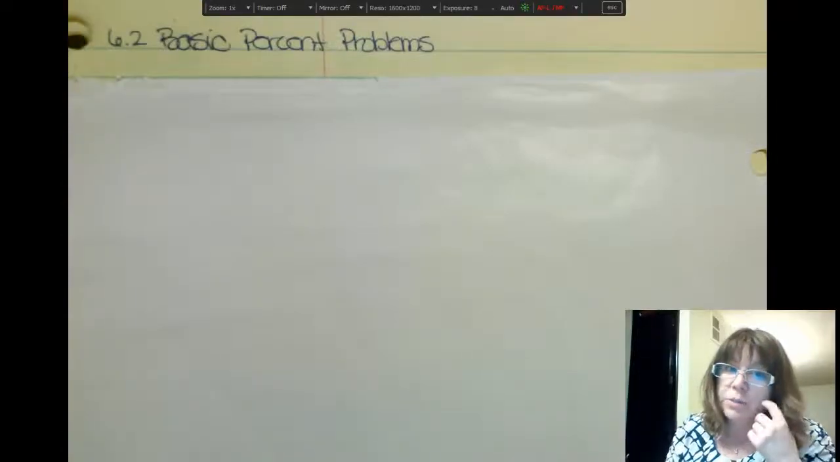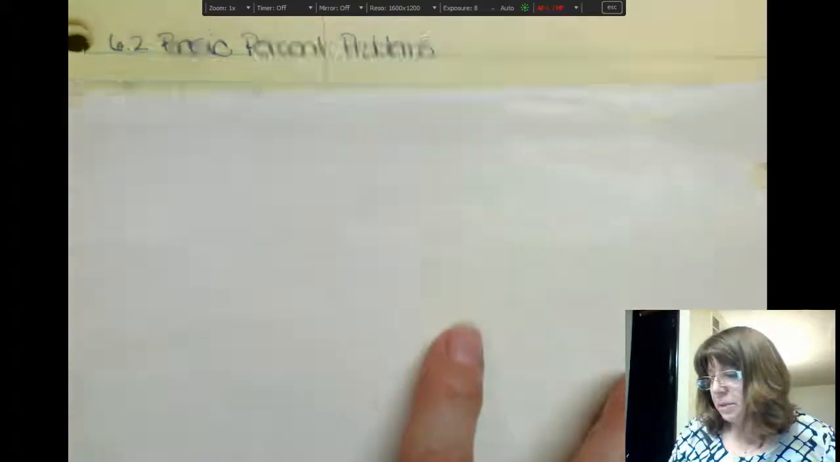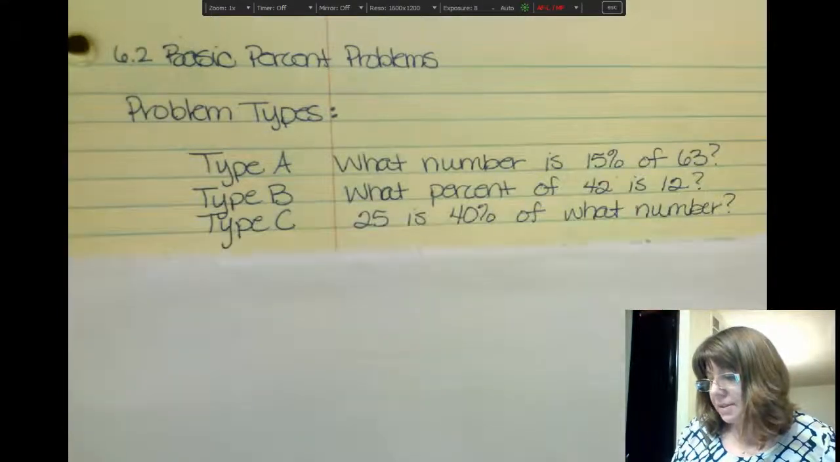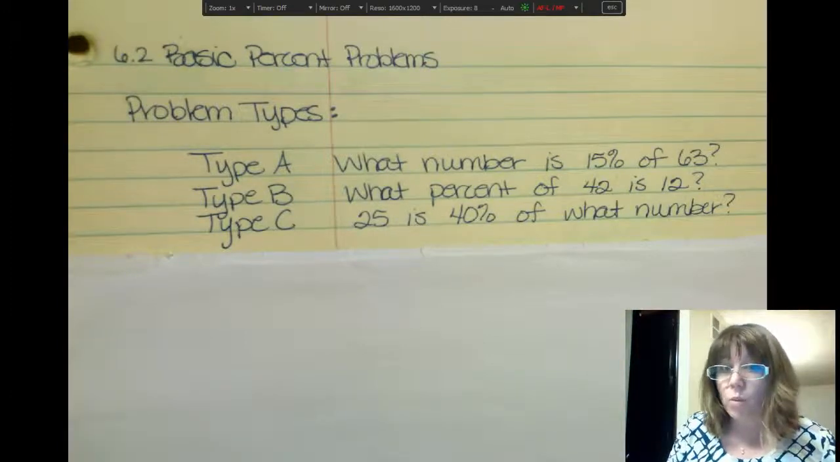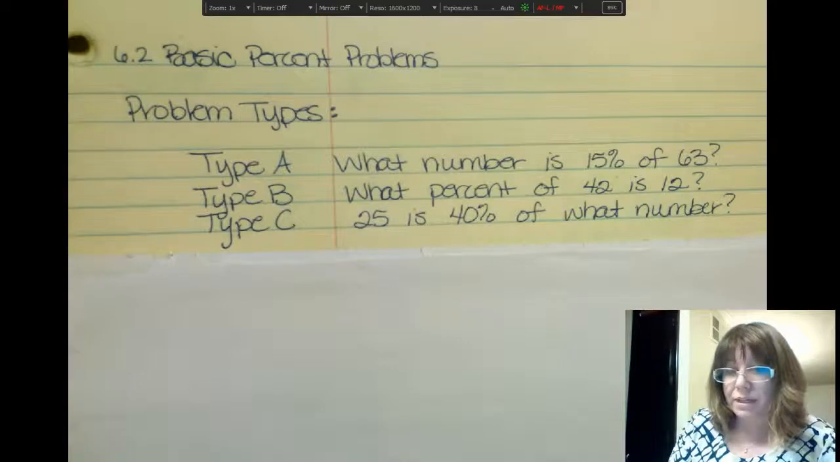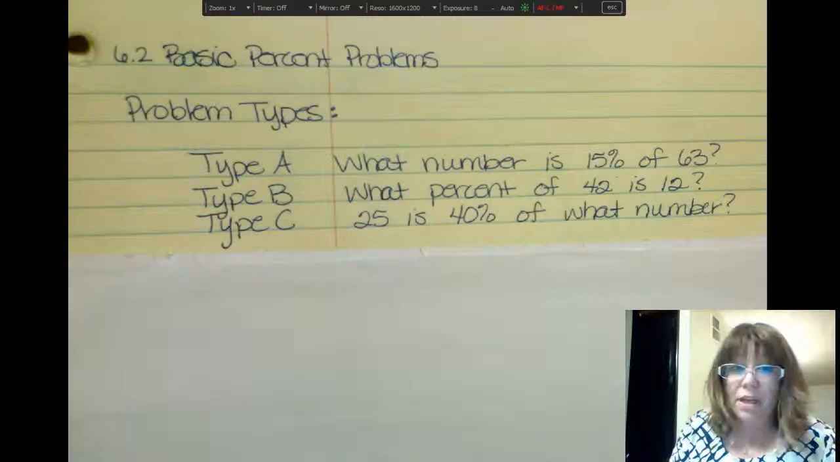Chapter 6.2 Basic Percent Problems. When we look at percent problems, we're basically looking at three types. The three types are generally in some form of what number is some type of percent, like 15% of a whole amount, which is, for this example, 63. So what number is 15% of 63?